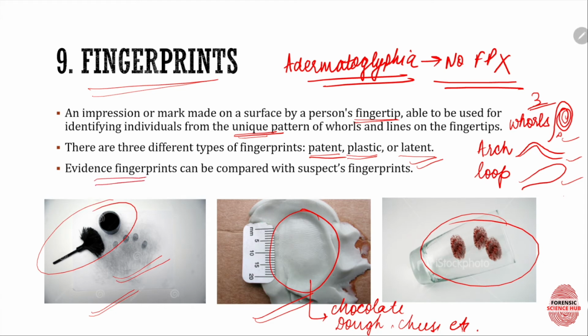So fingerprints, since they are unique, can be easily compared, and we can compare the fingerprints present at the crime scene with those of the suspect, and we can have a foolproof confirmation that this person was present at the crime scene if the fingerprints match.